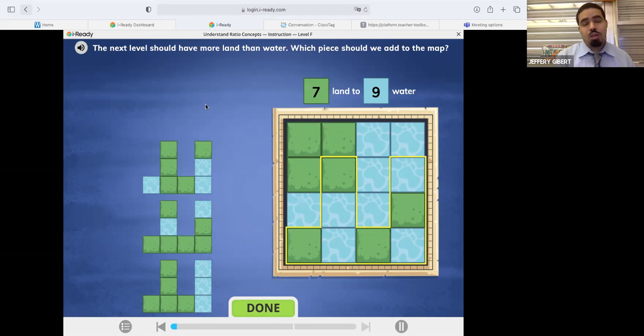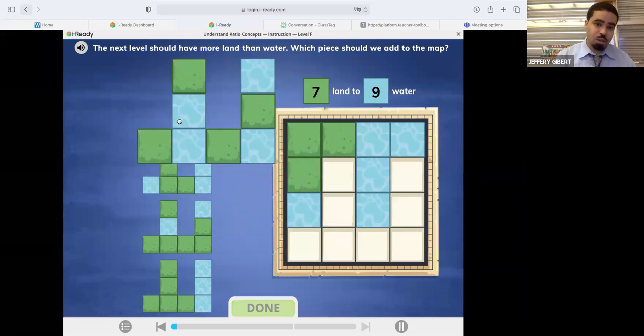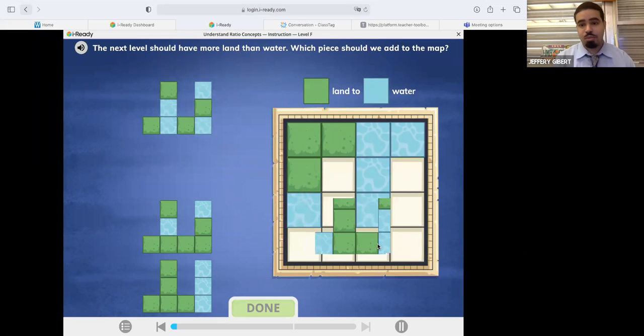I'm sorry, can you repeat? All right. The next level should have more land than water. Which piece should we add to the map? So it says more land than water. So the land number needs to be bigger than the water number. Right now it's 7 and 9. So is this one good? No. So let's try the next one.